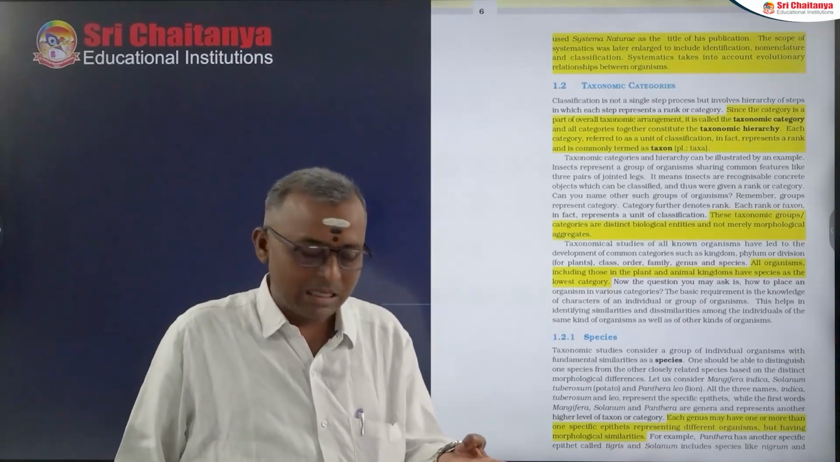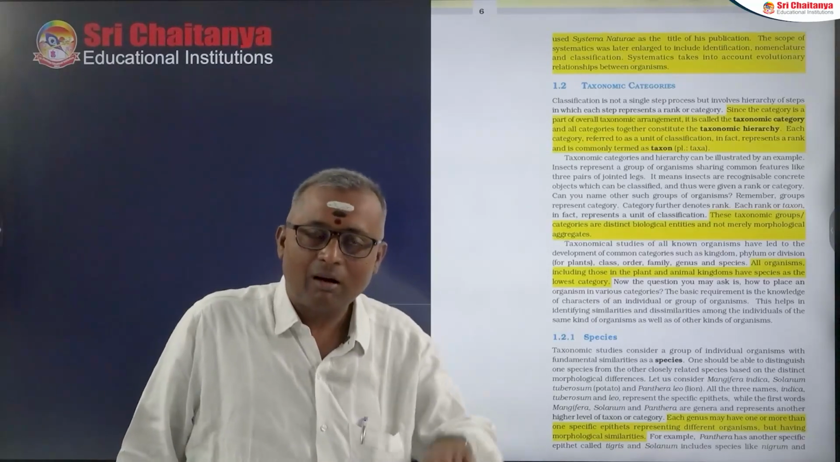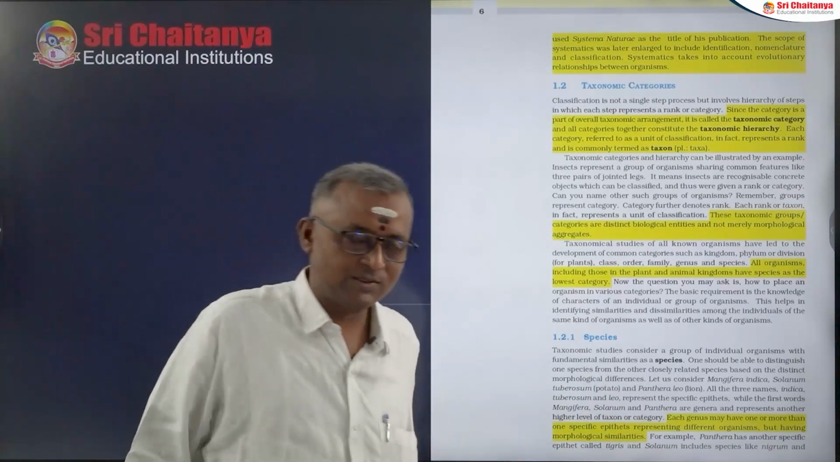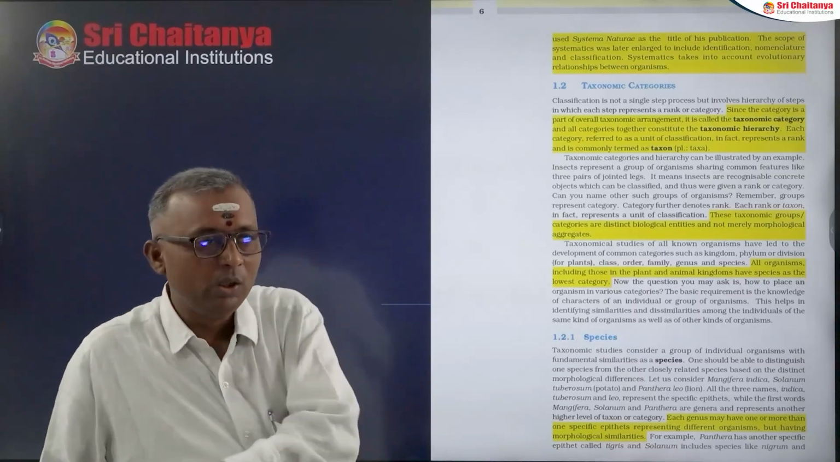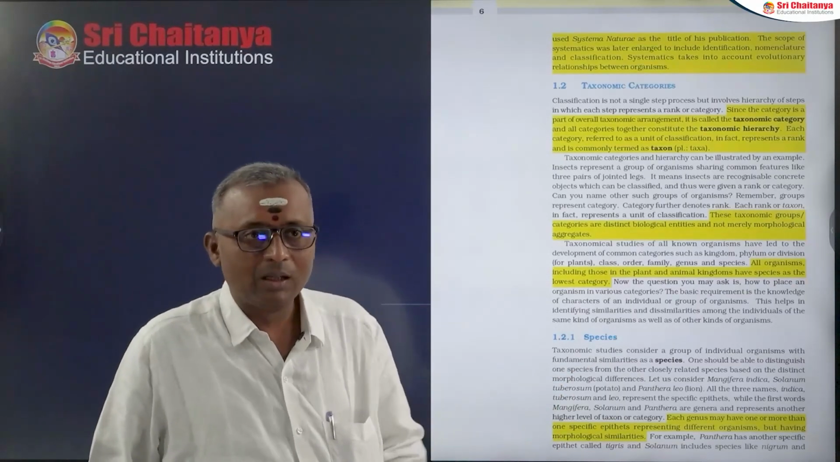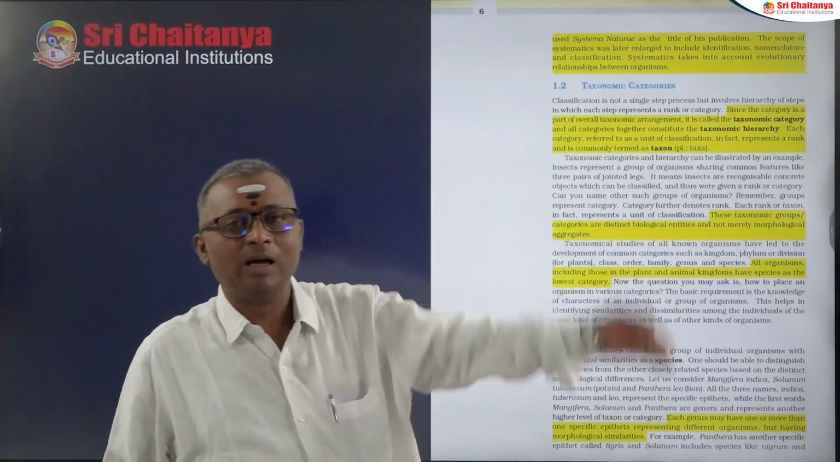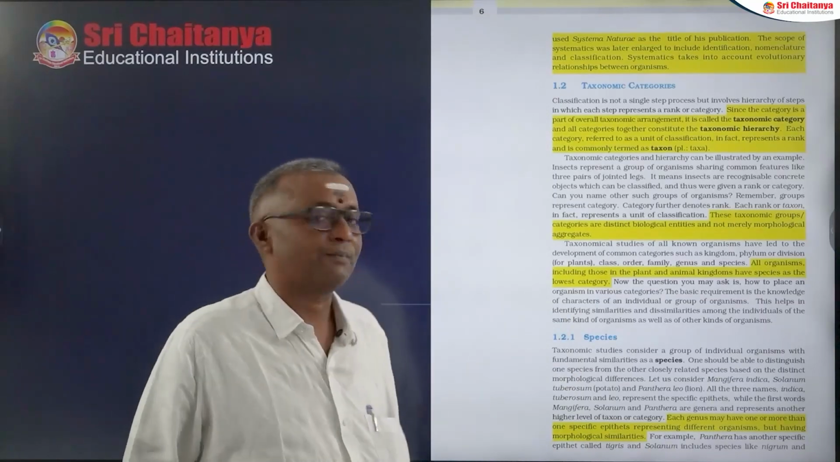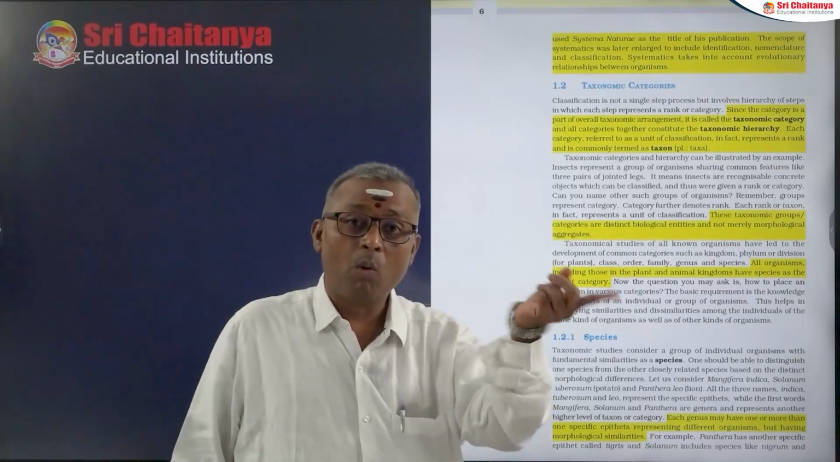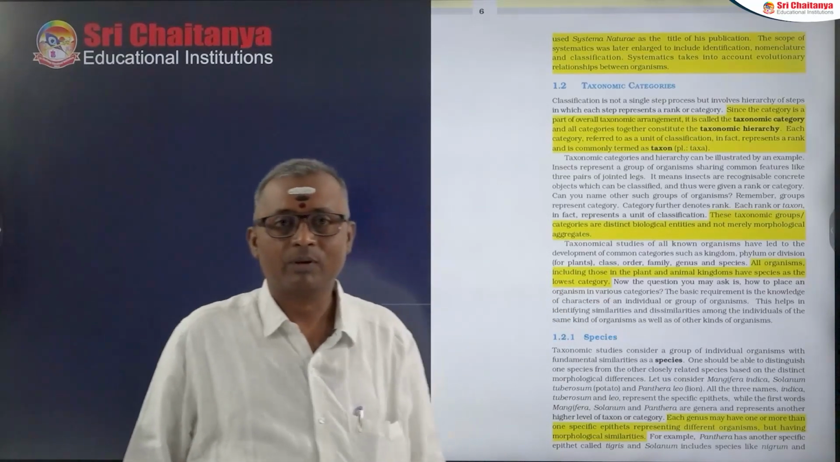Here, in Mangifera indica, indica is the species. Solanum tuberosum is the species. Panthera leo is the species. Whereas Mangifera, Solanum, Panthera represent the still higher category, that is genus. And each genus may have one or more specific epithets.